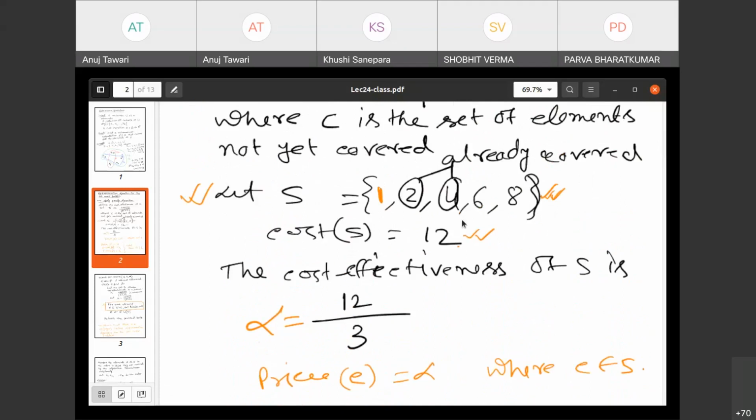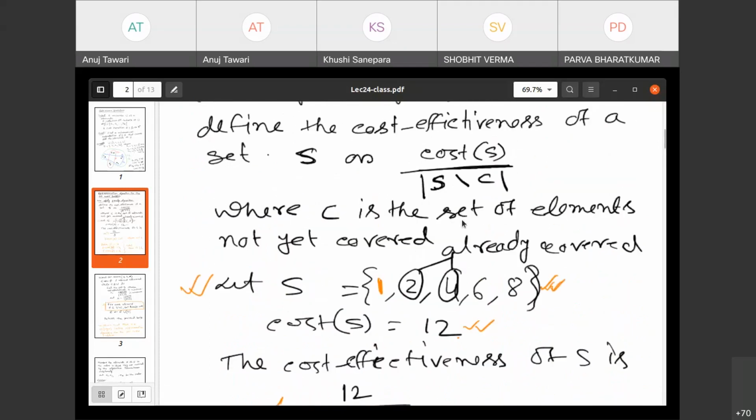Any questions on this algorithm? Because what we are doing is computing the cost effectiveness of each such set, then taking the minimum of these, adding it to our set cover, and repeating this procedure again and again.